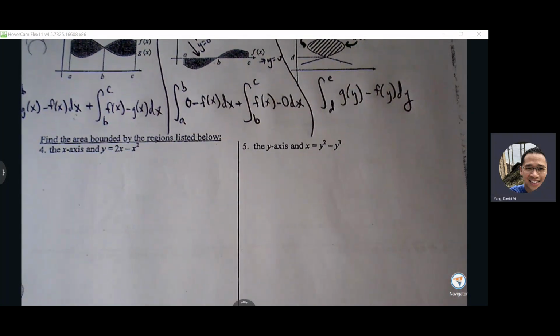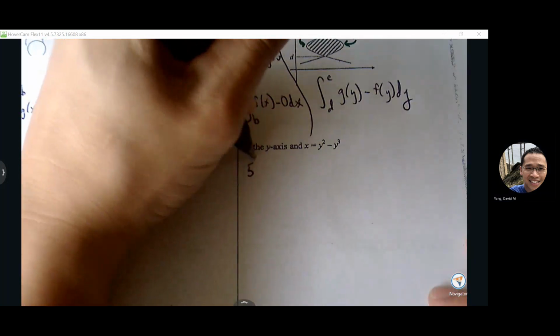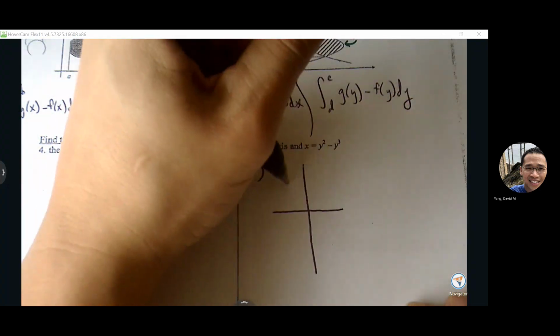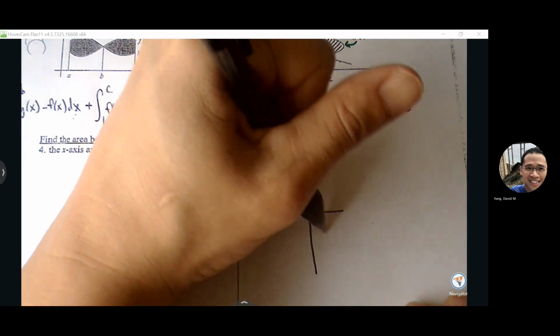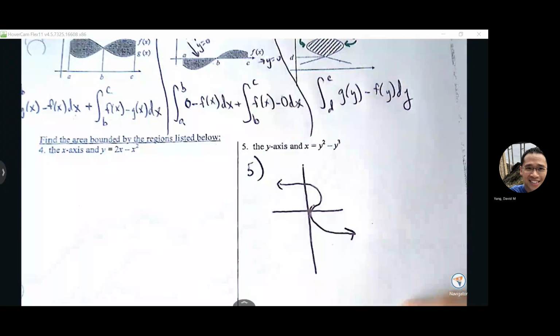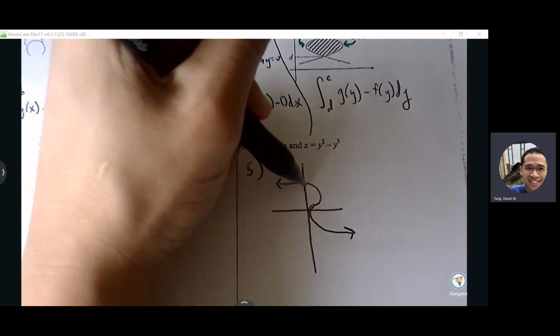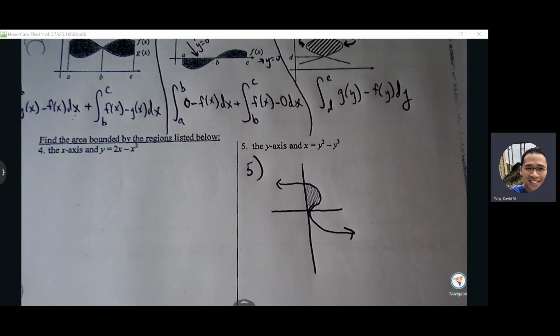Okay, some of these graphs are hard to see or visualize, so I'll draw these graphs for you. Let's try number 5 here. We have the y-axis and this curve, which is x equals y squared minus y cubed. We're looking at the shaded region between them. What do you think this relationship is? Top minus bottom or right minus left?